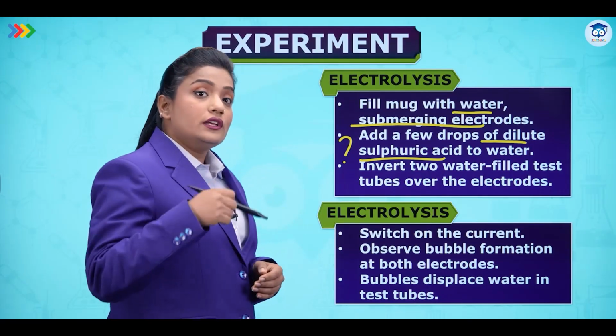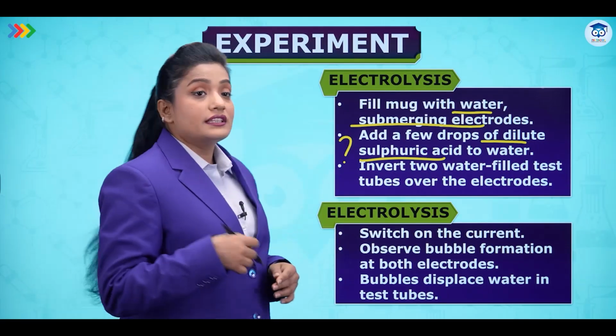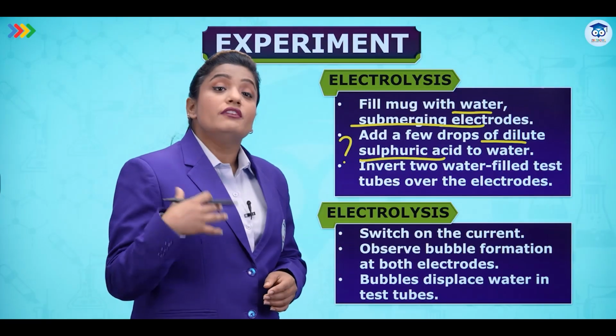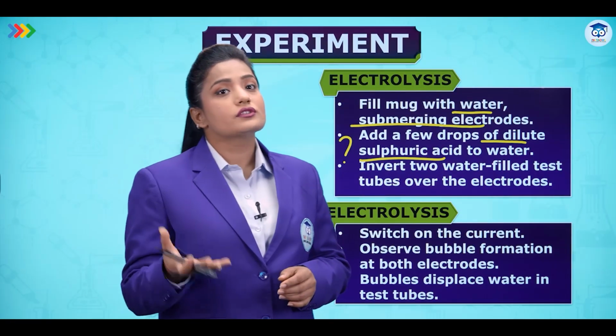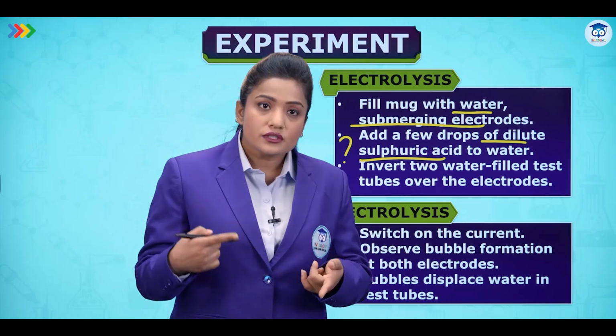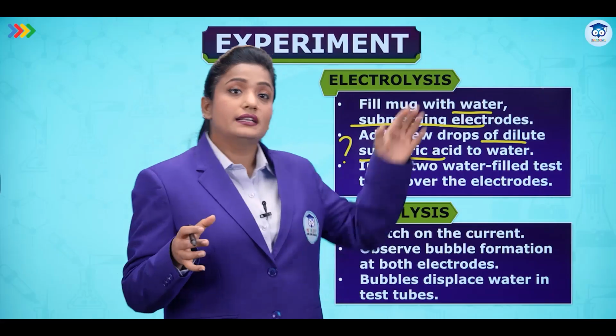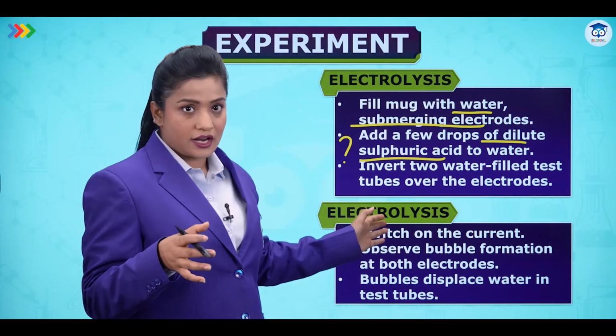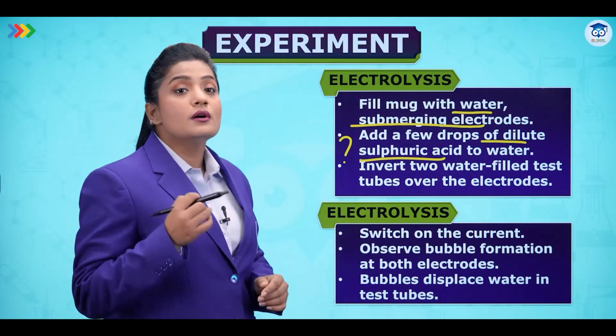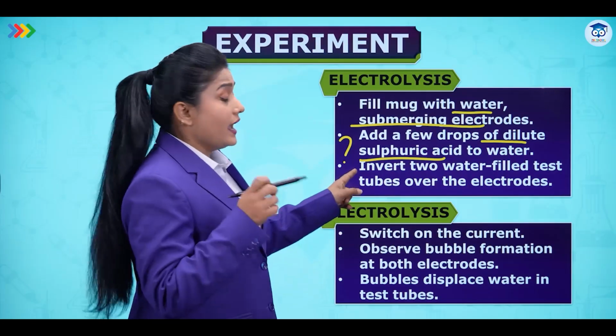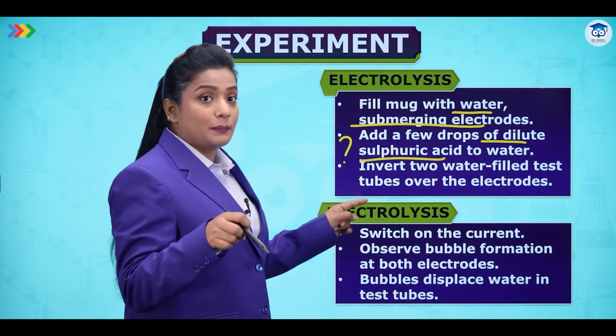Now when we add some drops of dilute sulfuric acid to it, there will be ions. When ions are present, electrons will move, and only as electrons move will current be allowed to pass through it. Hence our distilled water will now become an electrolyte which will allow electric current to pass through it. This way our circuit will be completed.